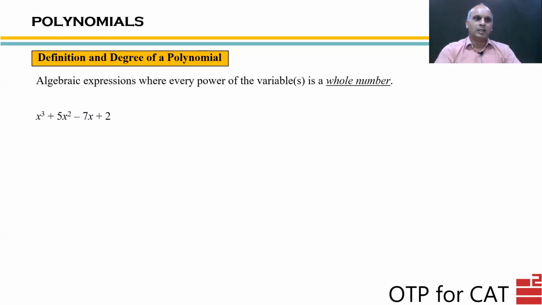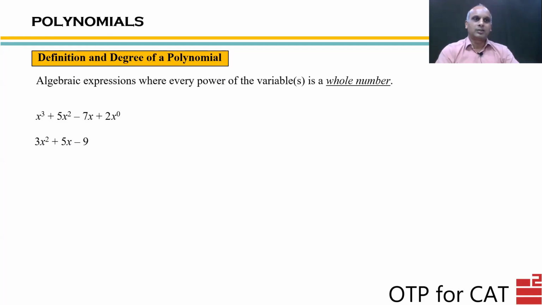For example, if I take x cubed plus 5x squared minus 7x plus 2, we see that in this expression, every power of the variable is a whole number, including the last term, which is 2, because 2 means 2 into x to the power 0, which is also a whole number. Therefore, the entire expression is a polynomial.